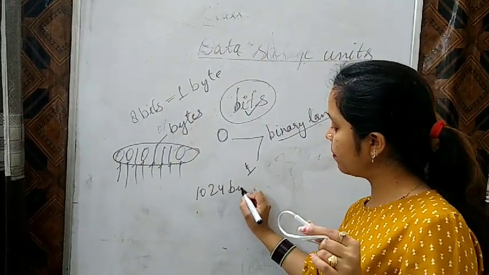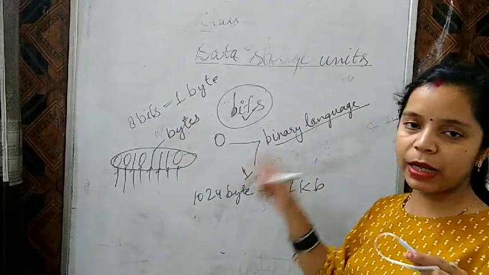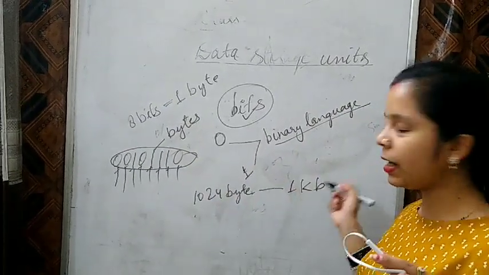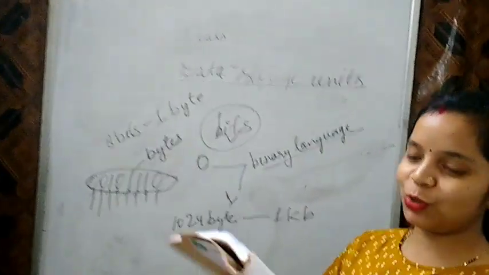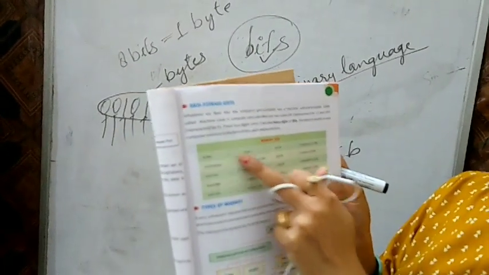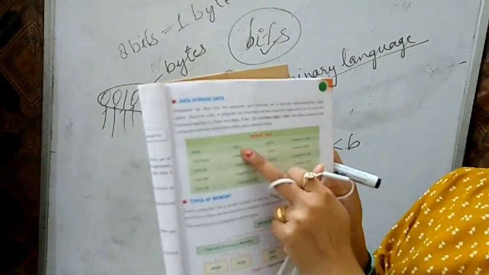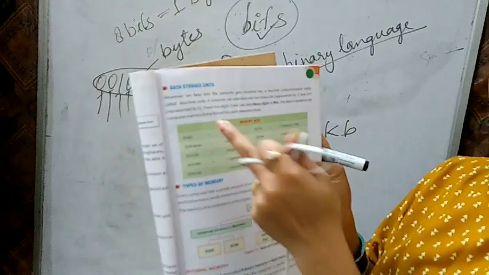Like this, 1024 byte is equal to 1 kilobyte. After kilobyte, megabyte is there. 1024 megabyte is equal to 1 gigabyte. Like this you can see in your book also. It is given. These are the memory sizes. Like 8 bits is equal to 1 byte, 1024 bytes is equal to 1 kilobyte, like this.